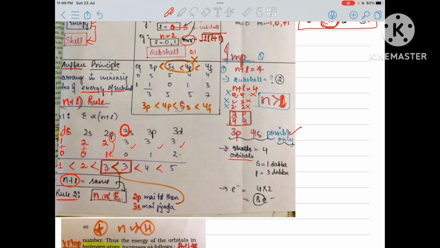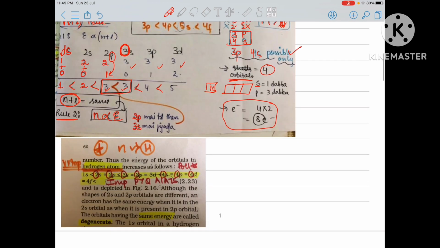So how many orbitals are possible? 4. One box for 4s, and 3 boxes for p, that is px, py and pz. So if they ask how many total electrons are possible for n plus l equals 4, you have 4 orbitals. In each orbital we can accommodate a maximum of 2 electrons, so in total there will be 8 electrons.